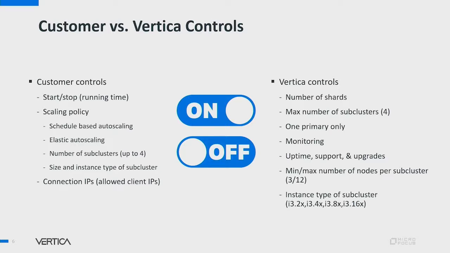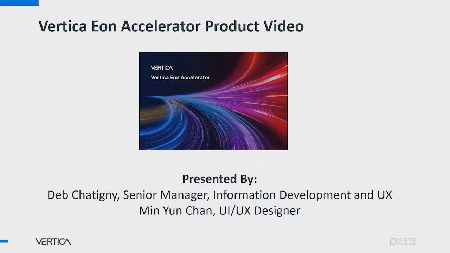And currently in Eon Accelerator, we support 4 kinds of EC2 instance types. The 4 instance types are i3.2xlarge, i3.4xlarge, i3.8xlarge, and i3.16xlarge. So we've kept things very simple here. So I thought the proof is in the pudding. So why don't I show you the actual product live? I'm very excited to show you this product video. Take a look yourself.